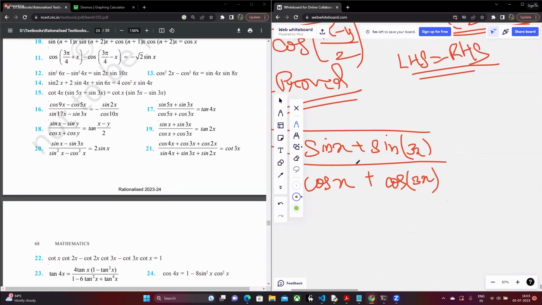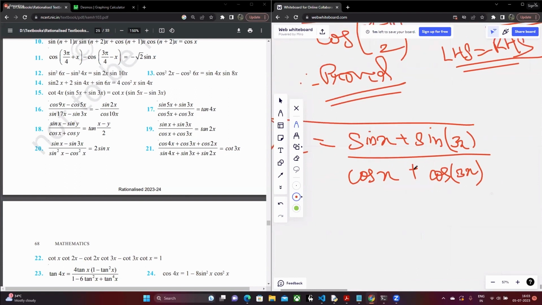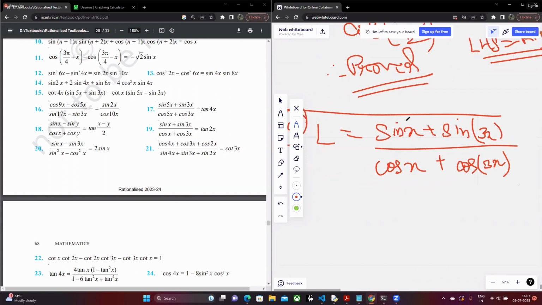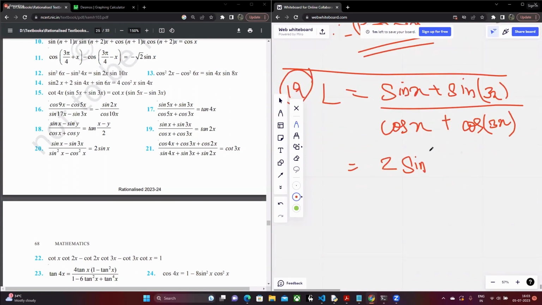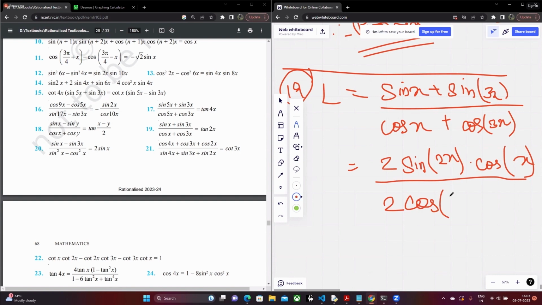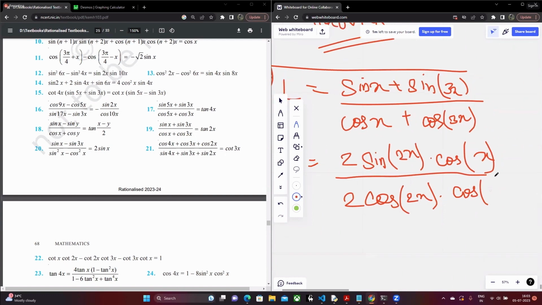This is the left hand side expression. Remember the sine and the cos formula. Sin x plus sin 3x is going to be 2 sine of 4x by 2, that is 2x, into cos of 3x minus x by 2, that is going to be x, divided by 2 cos of x plus 3x by 2, that is going to be 2x, into cos of x minus 3x by 2, that is going to be x.